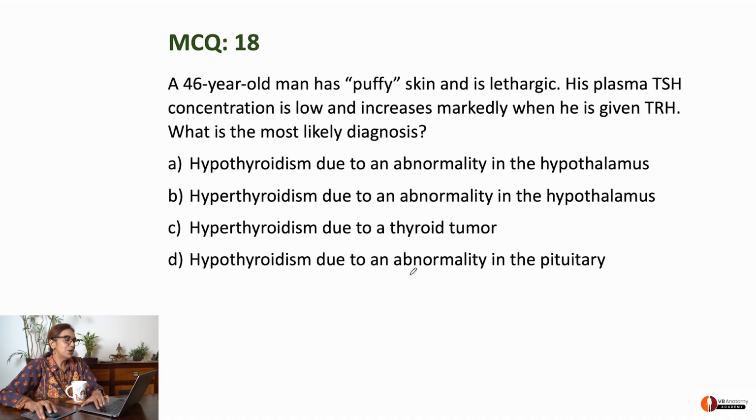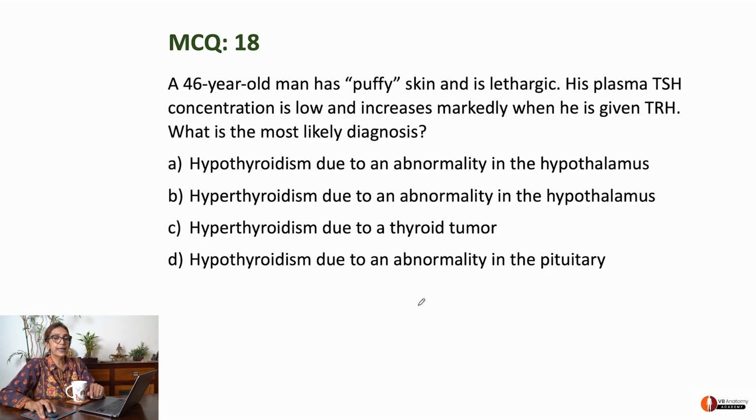Now this is very interesting. A 46-year-old man has puffy skin and is very lethargic. Puffy skin, lethargic, hypothyroidism likely. His plasma TSH concentration is low. Hypothyroidism. It increases markedly when he is given TRH, thyrotropin releasing hormone.